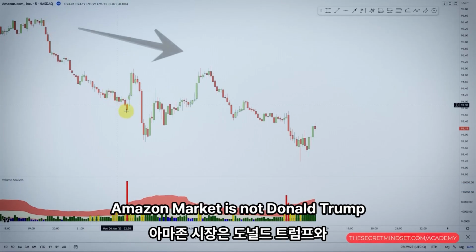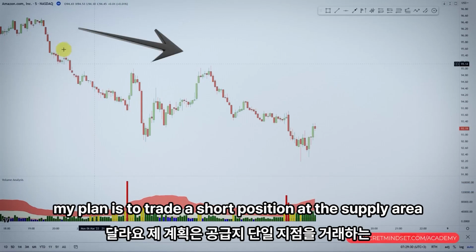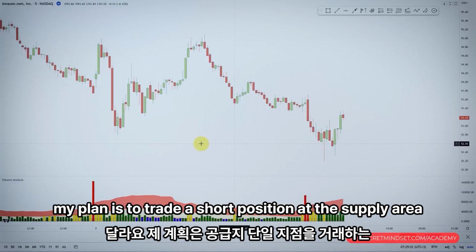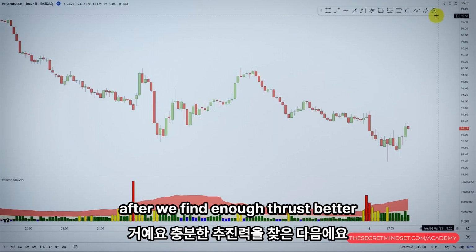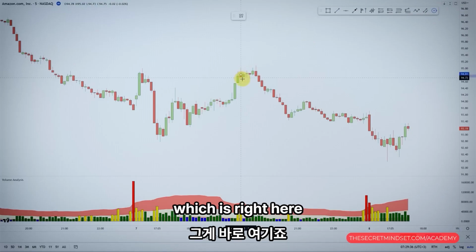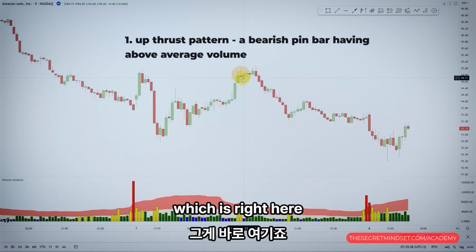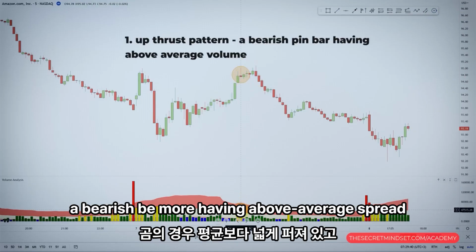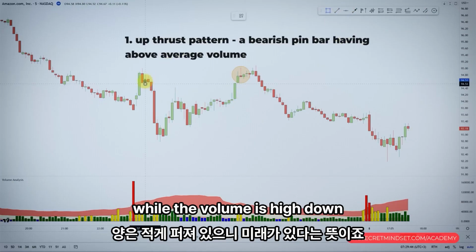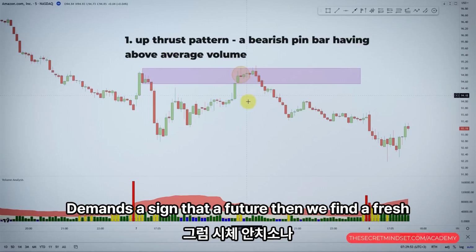Here's Amazon. Market is in a downtrend, so the plan is to trade a short position at the supply area after we find an up thrust pattern, which is right here. A bearish pin bar having above average volume, low spread while the volume is high. A disagreement between spread and volume, which implies that there is more supply than demand, a sign that price could fall in the near future.